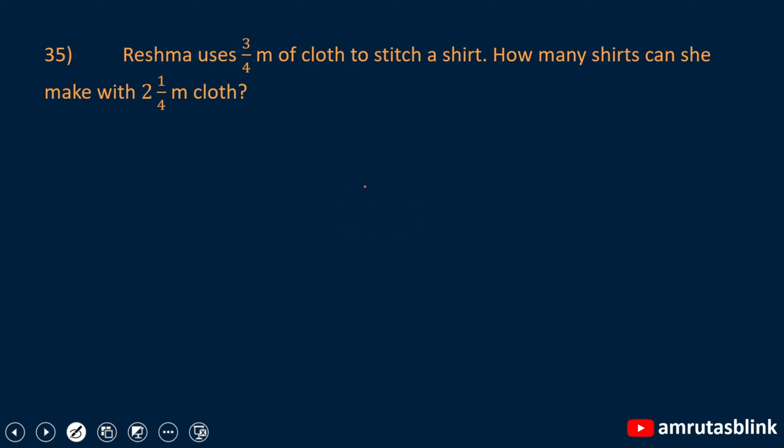Question number 35. Reshma uses 3 by 4 meter of cloth to stitch a shirt. How many shirts can she make with 2 1 by 4 meters of cloth? So let's say the total cloth she has with her is 2 1 by 4 meters, and for each shirt the cloth required is 3 by 4 meters. Now we need to find out how many such shirts she can make. So to find that, we divide 2 1 by 4 by 3 by 4. Now we will convert 2 1 by 4 to an improper fraction.